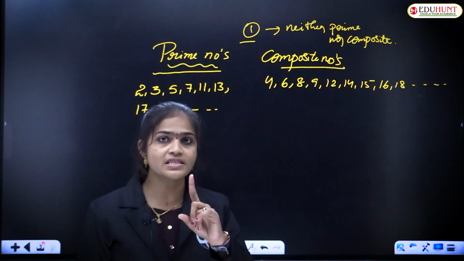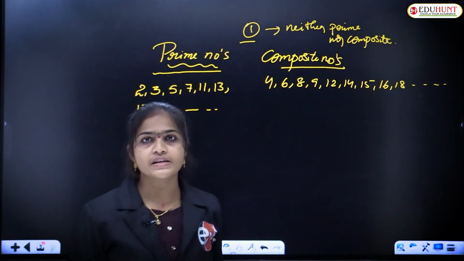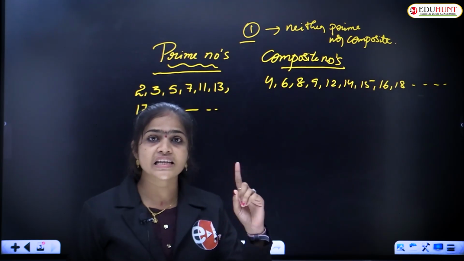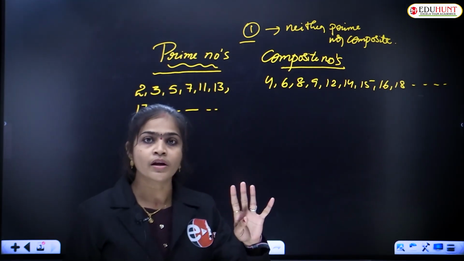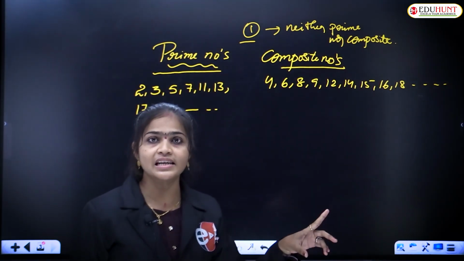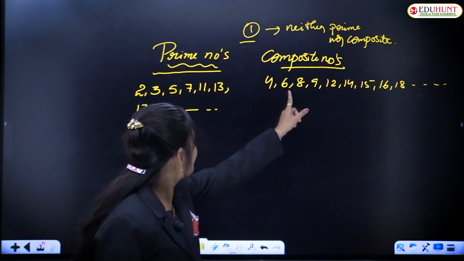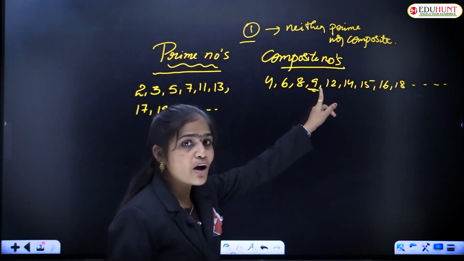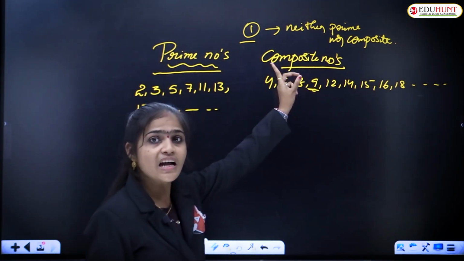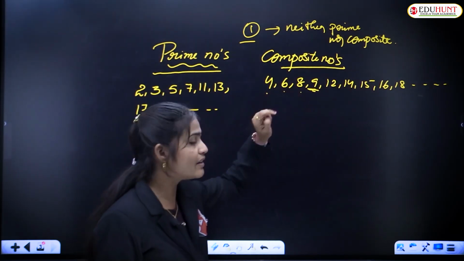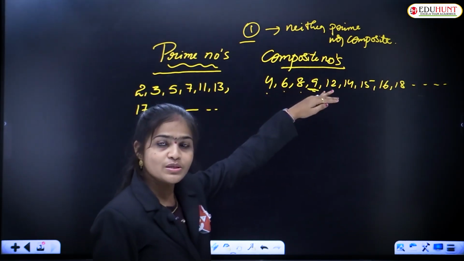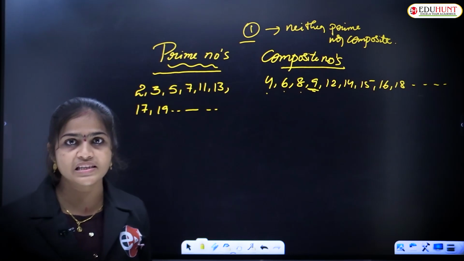So what is the first composite number? 4 is the first composite number. What is the first even composite number? 4. What is the first odd composite number? 9. 9 is an odd number as well as a composite number. See here, these 3 are also even numbers only. After those even numbers, 9 is the first odd composite number.